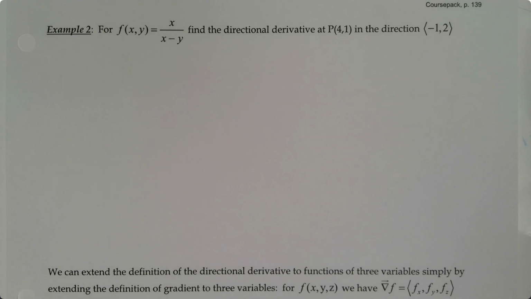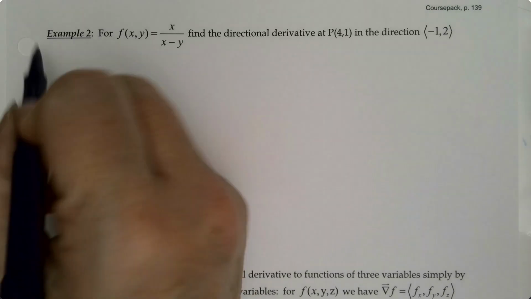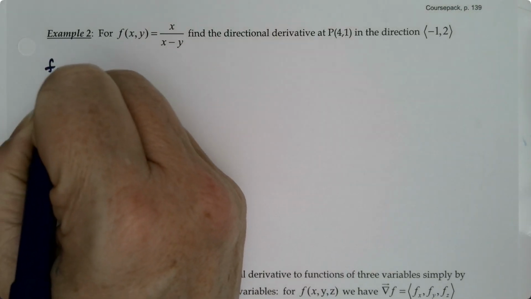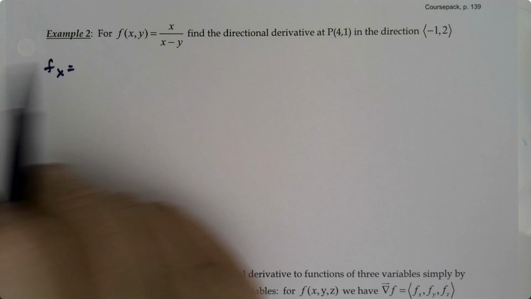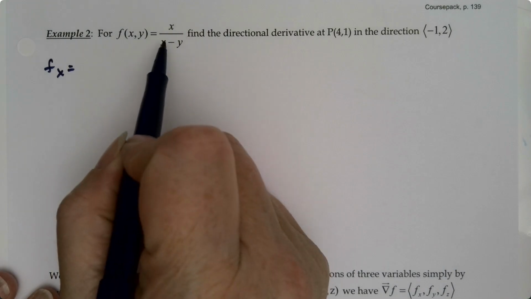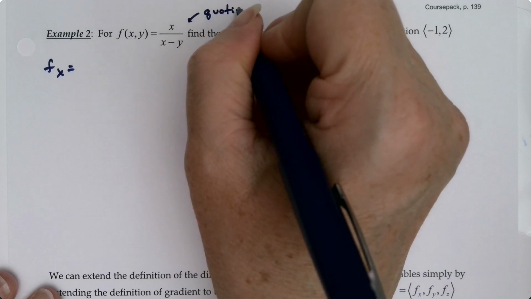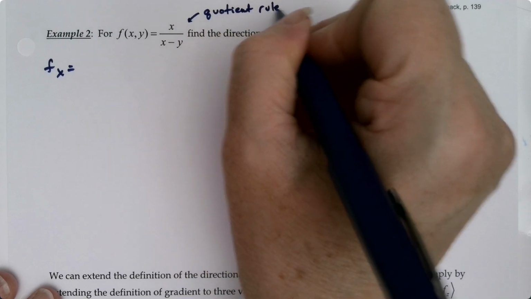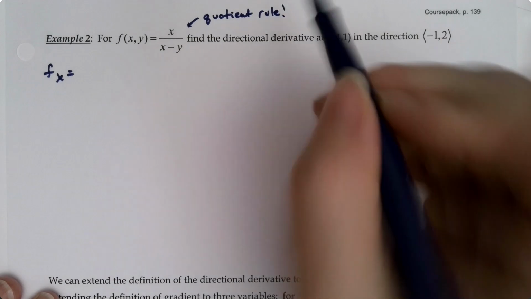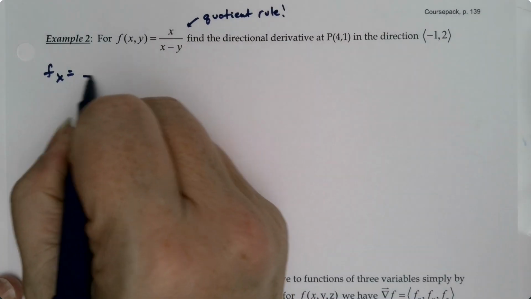So let's keep going on finding our directional derivatives. And this derivative is going to be a little trickier for us to find. So we need to find the derivative with respect to x. Now this is a quotient, so we're going to need quotient rule in order to find the derivative. Or we could use product rule if we rewrite it with a negative power, but that's just cheating.